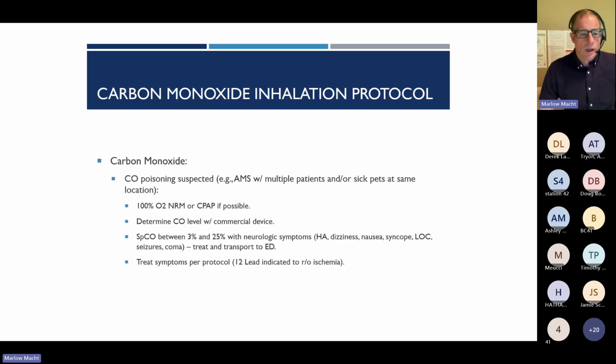Apply oxygen by 100% non-rebreather mask. If there's no increased work of breathing, you don't need to use CPAP. The key thing is supplying a high concentration of oxygen. And if the SpCO is between 3 and 25%, or there are any neurologic symptoms, any question, those patients go to an ED with a 12 lead, because they can develop cardiac ischemia related to the cellular hypoxia.